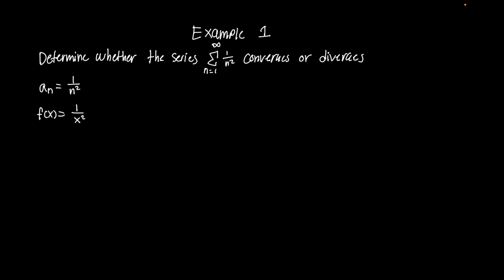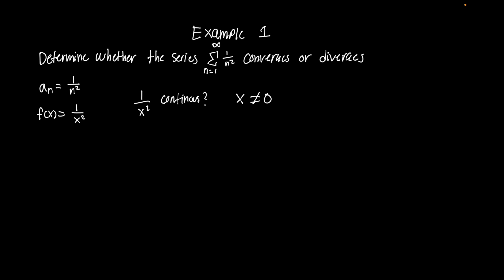So we found our function, and now let's check the conditions. The first thing, remember, is whether it's continuous. Is 1 over x squared continuous? Well, we know that 1 over x squared is continuous for all x that is not equal to 0. Because when it's 1 over 0 squared, just 1 over 0 on the bottom, that's undefined.